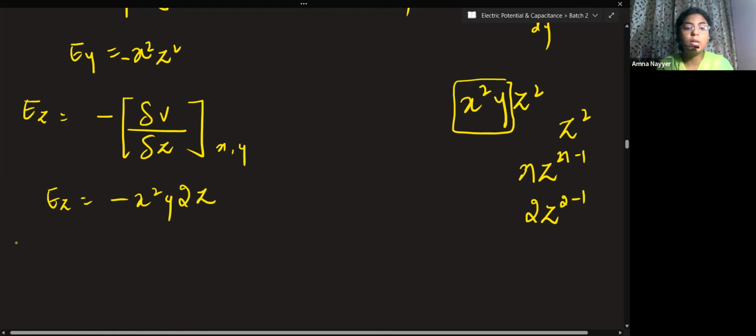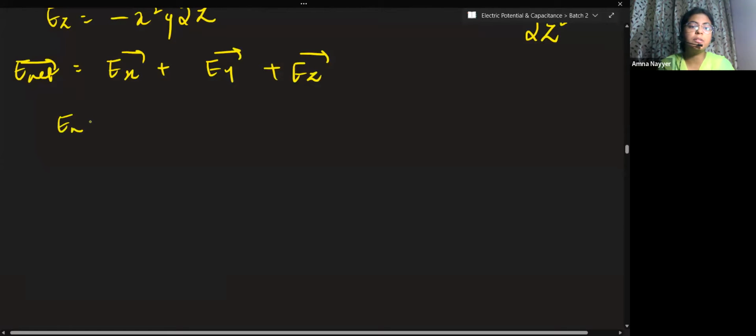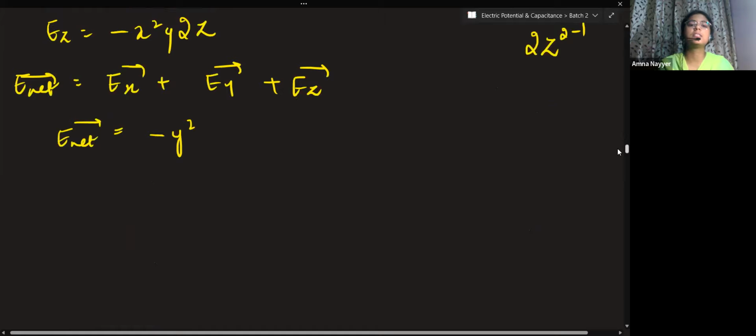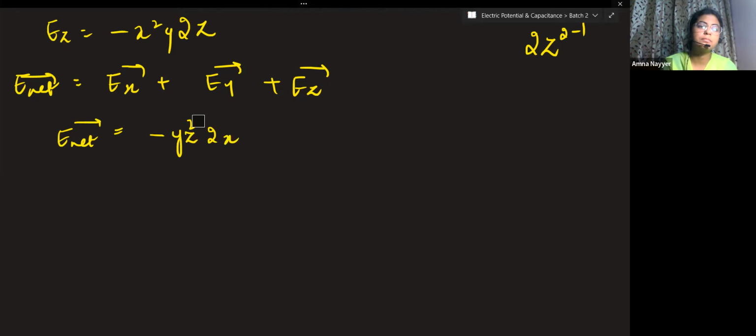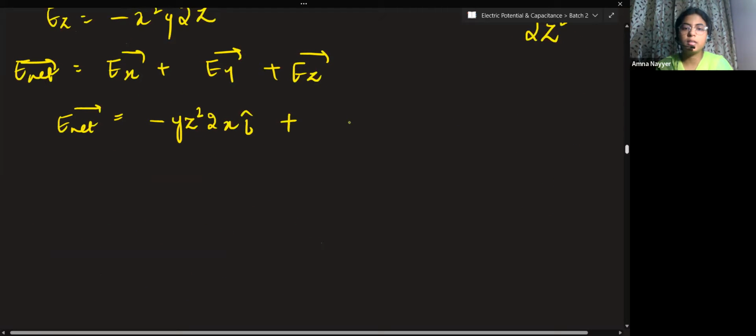If you are required to calculate the net electric field, how do we write it? Ex plus Ey plus Ez. So E net will be given by: Ex was minus y z square 2x. I'll put i cap because these are vectors, not scalar quantities like potential. Plus Ey. Ey is minus x square z square, so this is minus x square z square j cap.